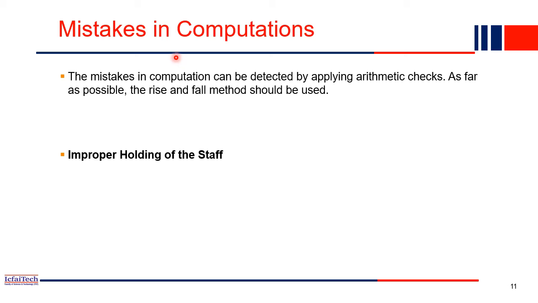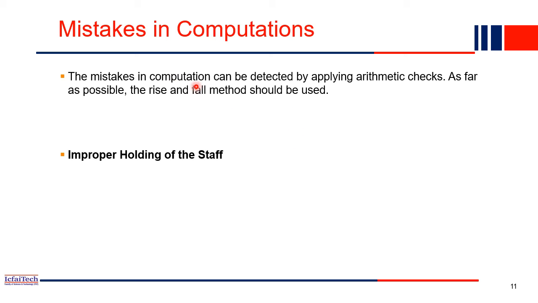Now the next one is mistakes in computation. As I have already discussed, the backsight and foresight addition and subtraction has to be done. So computation errors can also occur. So it is always better to perform the arithmetic check using the rise and fall method we have discussed in the last lecture also, how to do the arithmetic checks, whether our readings are perfect or how much error is introduced.